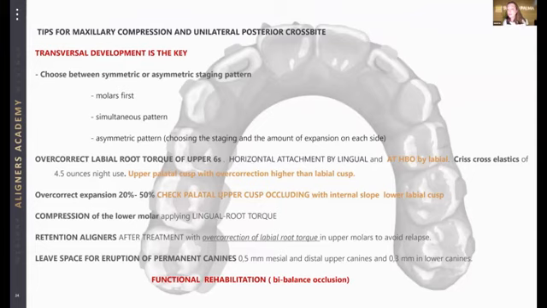And don't forget always to make a dynamic rehabilitation of this patient, a functional rehabilitation, because it's very important to maintain the correction of the posterior crossbite, that the patient use both sides for mastication, not continue using only one side.